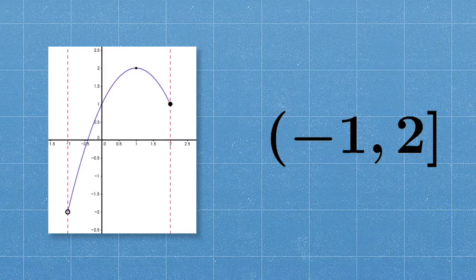include the -1 and we do include the 2. This is indicated in the graph by the open dot and the closed dot. By looking at the graph of the function and considering open dots versus closed dots, we can determine both the domain and the range of a function.